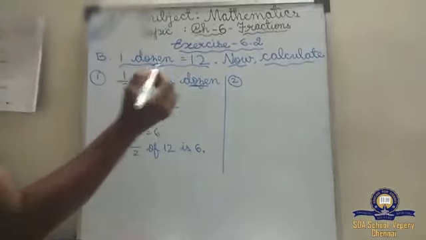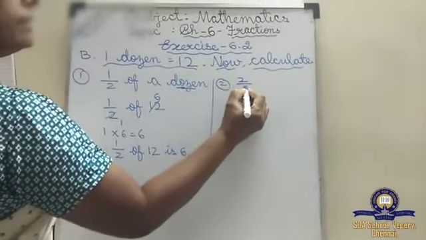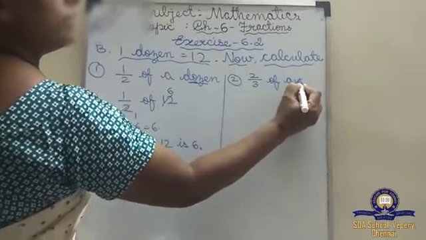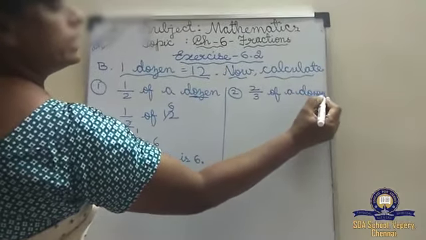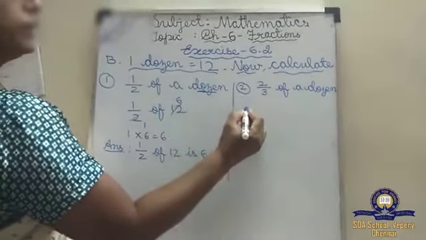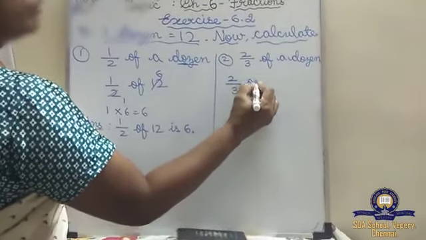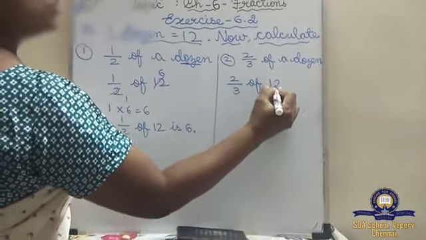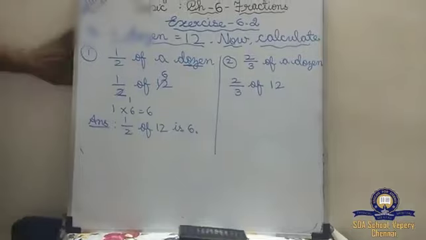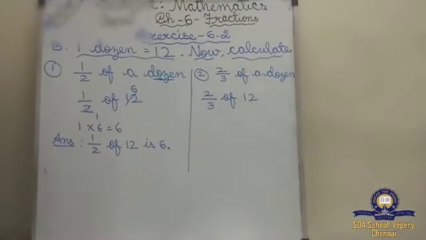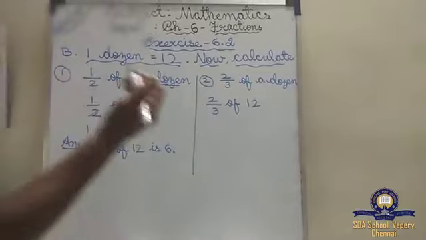Second sum, 2 by 3 of a dozen. So, what you have to do, children? 2 by 3 of a dozen means what I said? 12. Isn't it, children? 2 by 3 of 12. So what you have to do?